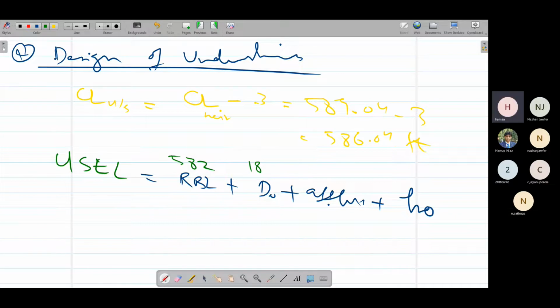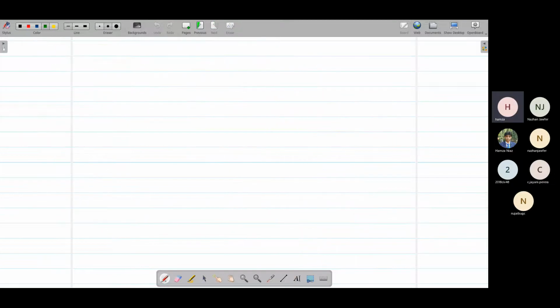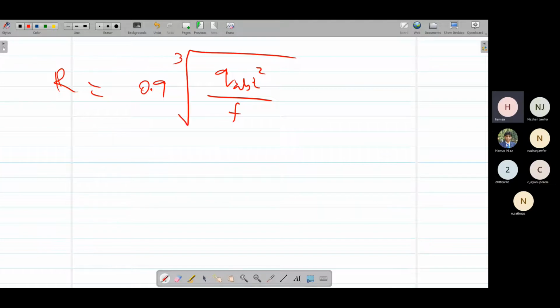This efflux value we have to assume; for example, we assumed 2 feet in the previous portion. Again we can assume 2 feet. So the only problem is this h naught value. And we know this h naught value is v naught square over 2g. So we know this g value. So v naught value would be our q abutment over R. So simply if we calculate this R value, our R value would be 0.9 times q abutment square over glacis sill factor cube root.